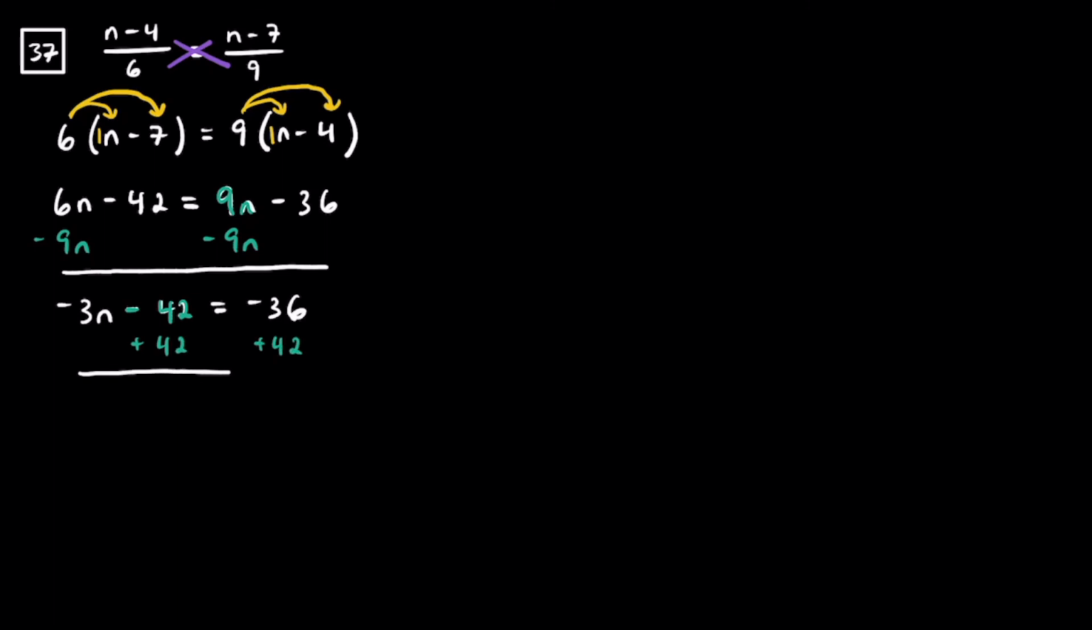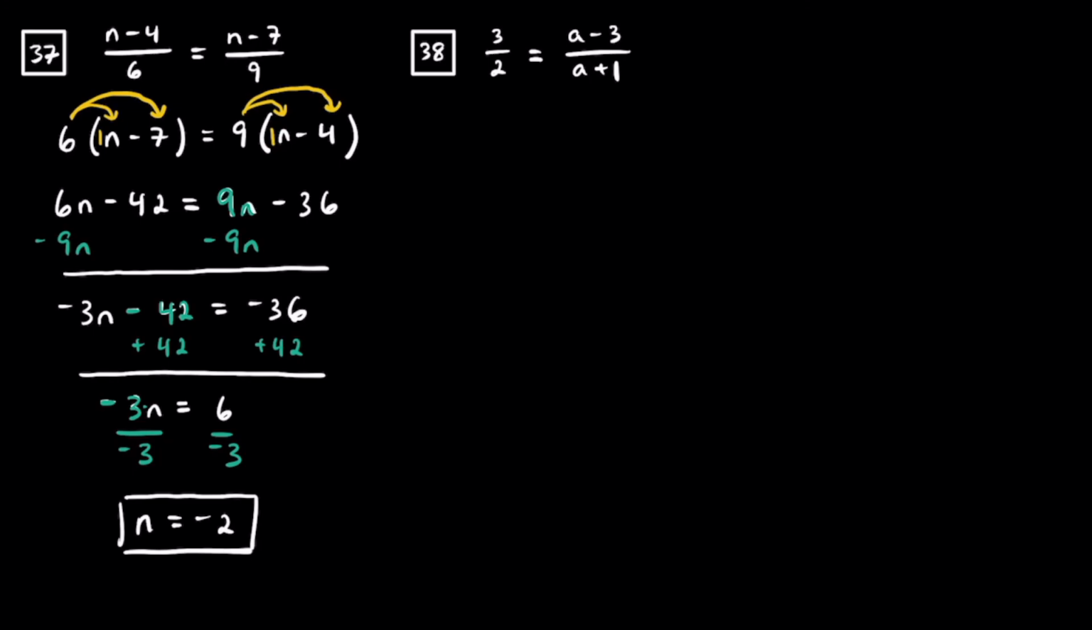If we go ahead and do so, we just have negative 3n is equal to, let's see, what is that, positive 6? Seems right. And we want n alone, so let's take this negative 3 and divide both sides by negative 3. So we're going to get positive 1n, or n equals negative 2. There's our solution. For number 38, we have another proportion here, and we can use cross products again.